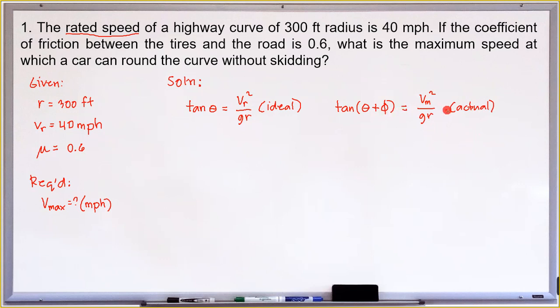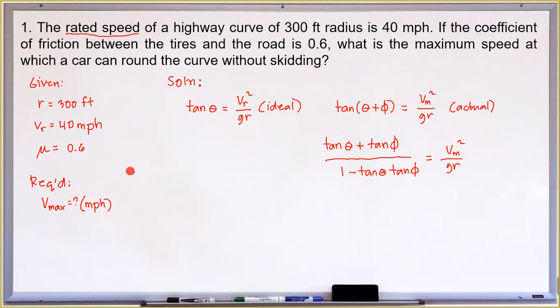Now, sa kaning actual nga equation, we can express this tangent of theta plus phi, we can rewrite this one using trigonometric knowledge. So tangent theta plus tangent phi, over 1 minus tangent of theta times tangent phi, that is equal to V max square all over GR.